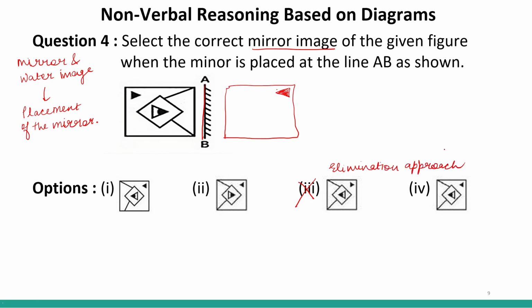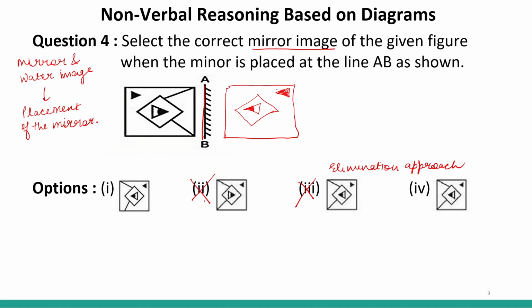Correct? Now, over here, this line will be the same. So I'll get a huge diamond over here and this will be inverted. So this triangle will look something like this. And this part will be shaded. So my triangle will look something like this. Okay. So this eliminates option number 2.